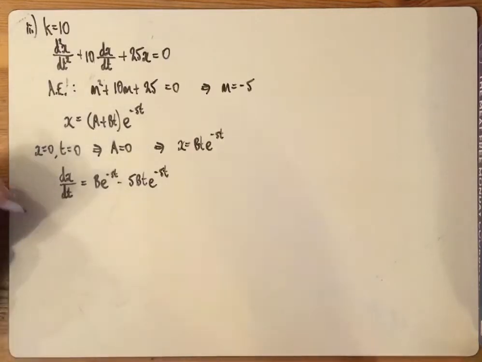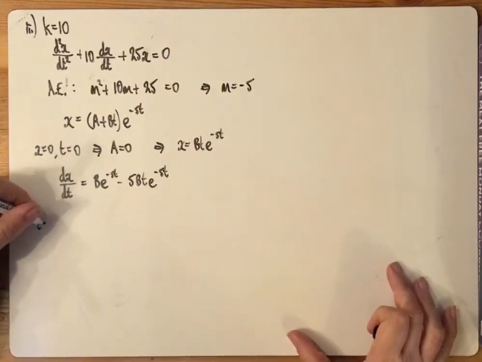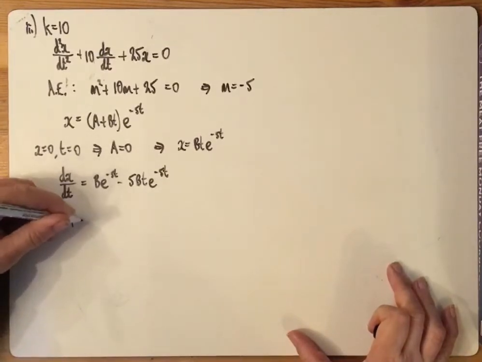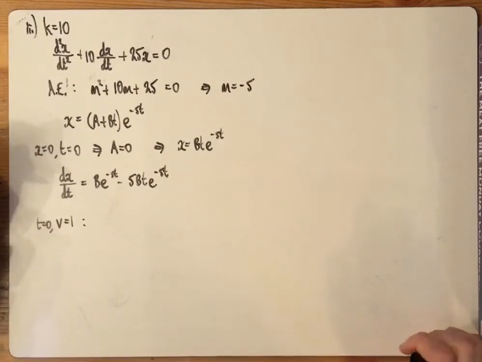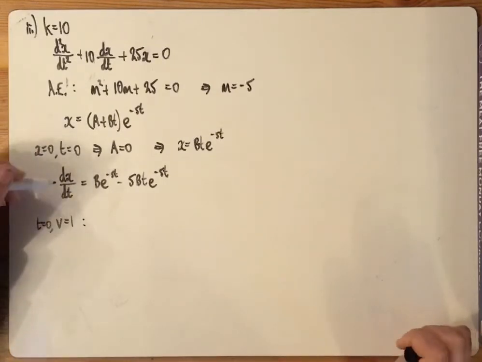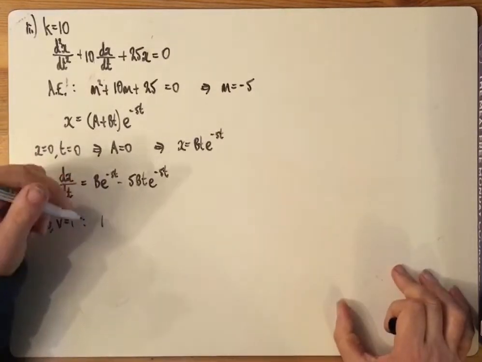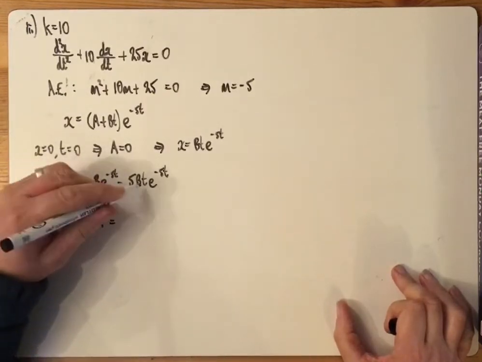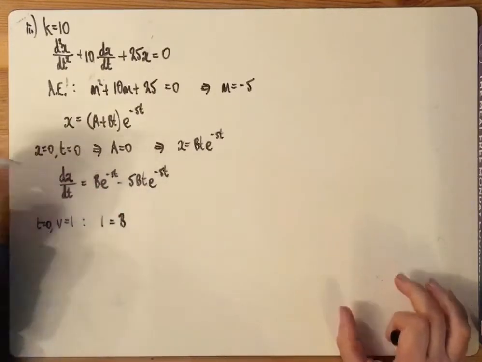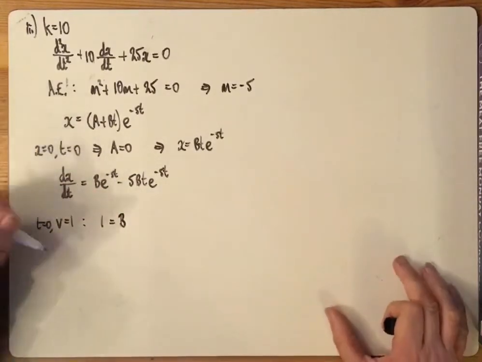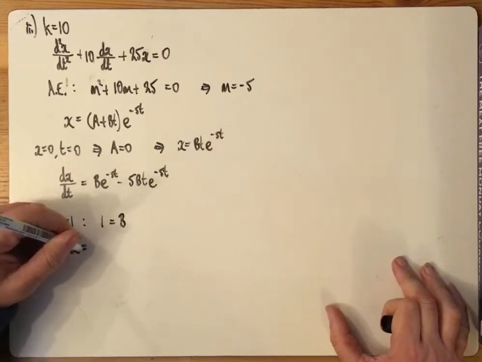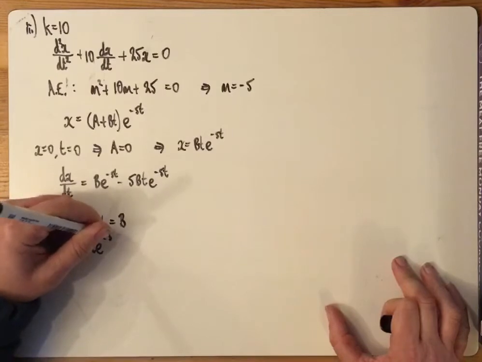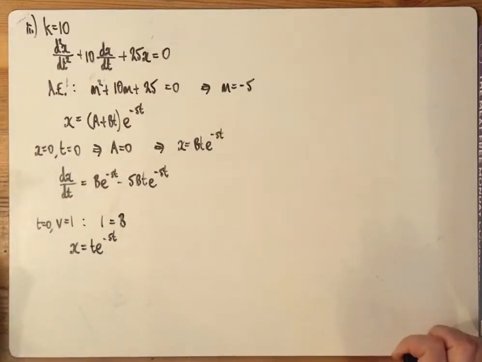And when t is 0, v is equal to 1. That's right, isn't it? Yeah. And so from there, 1 is equal to b, because that's going to 1, that's going to 0. And so this equation here, x is equal to t e to the minus 5t.